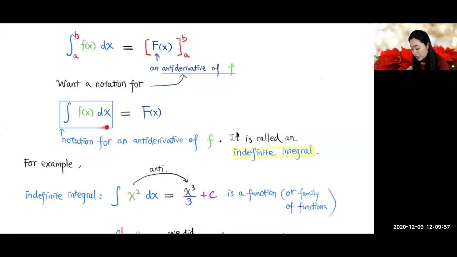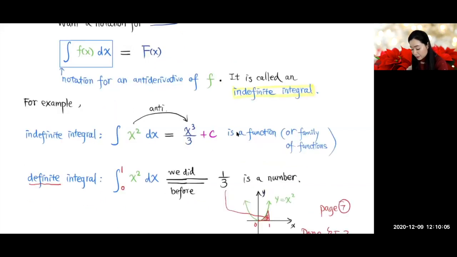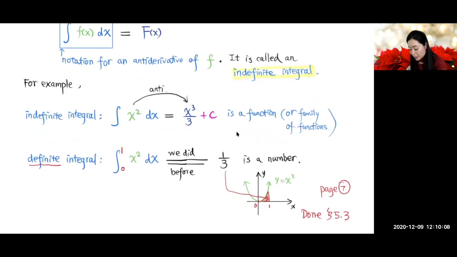And that stands for an antiderivative of the small f function. So for example, if you have this one without the upper and lower limit, this stands for an antiderivative of x squared. So the antiderivative of x squared will be x cubed over 3. Because we're talking about the most general antiderivative, right? So don't forget to put plus C. It's a family of functions. C here is an arbitrary constant, right?